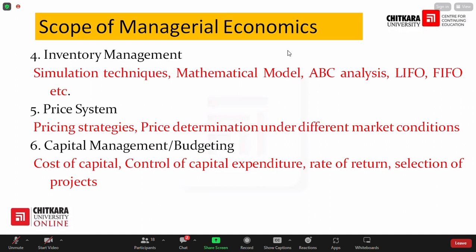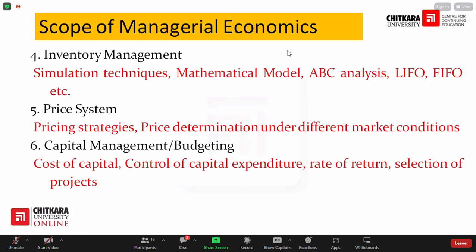Price system. It will tell you how you need to set the price of your product so that more and more customers purchase your product at different production stages. How to decide the price of a product? You need to study the competition, how your competitors are setting the prices of a product.